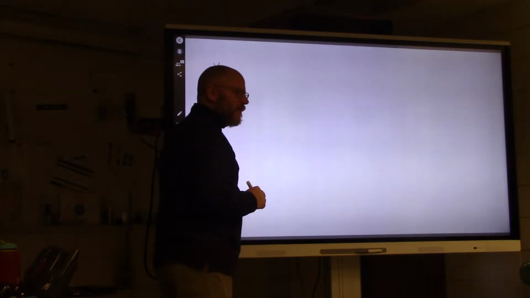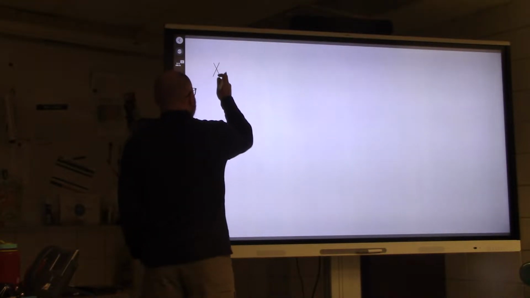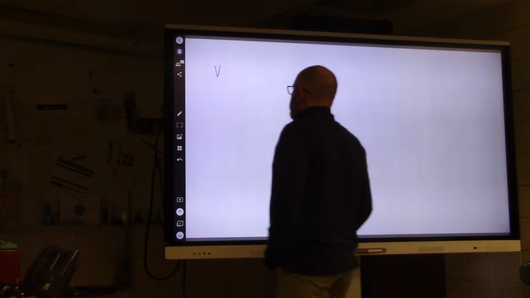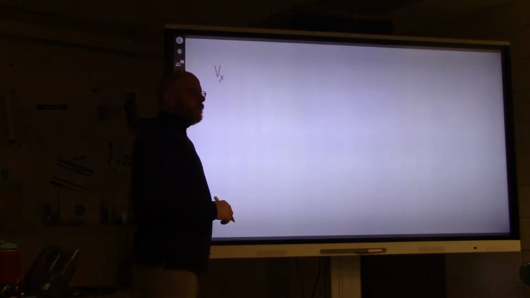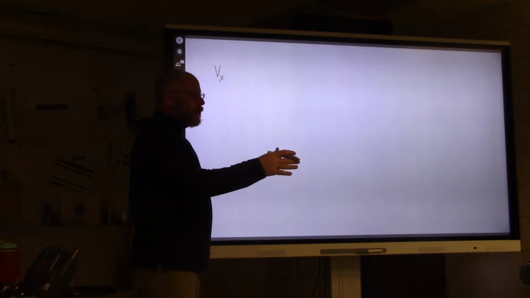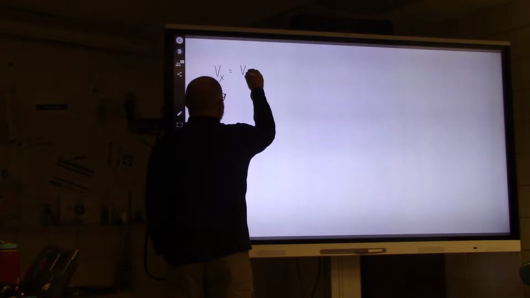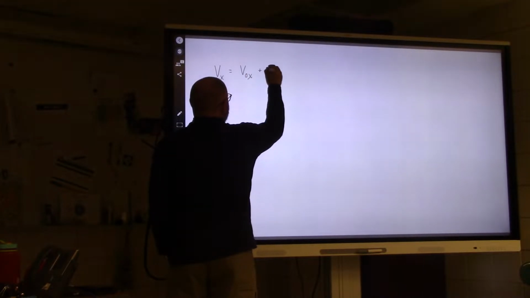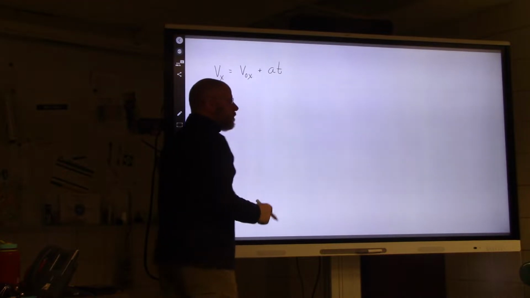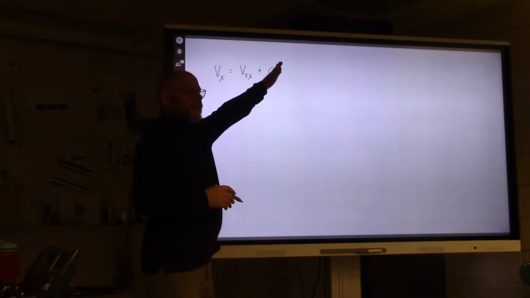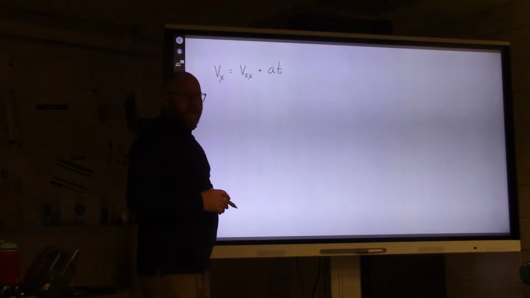V of x is equal to Vx. When he's referring to this linear motion, this says your velocity in the x direction. If you want to find out how fast you're going in whatever direction, x direction, you need to know two things: how fast you were going initially in that direction, plus your acceleration times the time. So your final velocity is equal to your initial velocity plus the acceleration times the time.